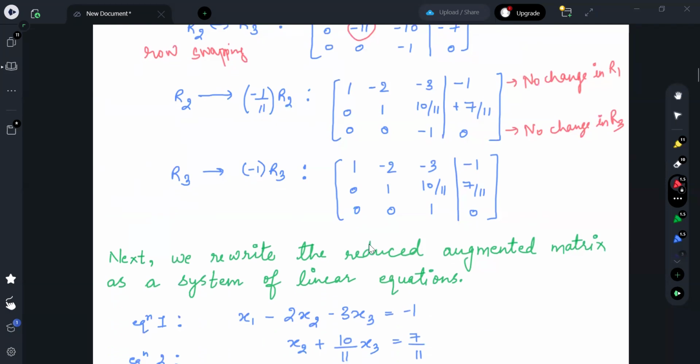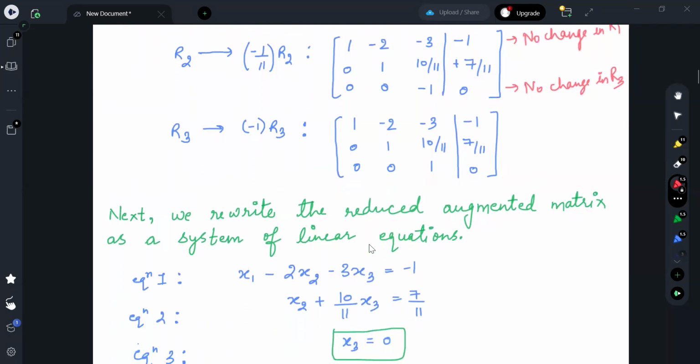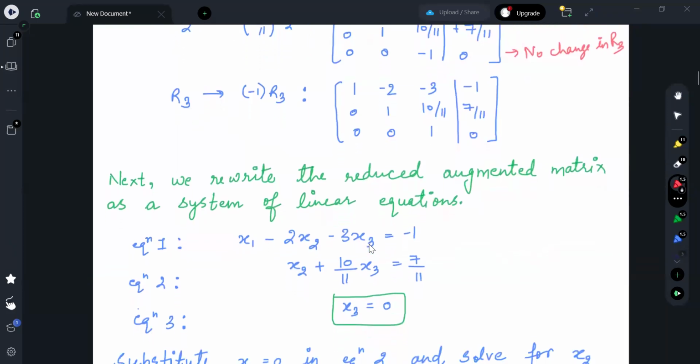Now, I still need to solve the system. So I'll rewrite the reduced augmented matrix into a system of linear equations. I begin with equation 1. This is x1 - 2x2 - 3x3 = -1. The second row gives me the second equation, x2 + 10/11 x3 = 7/11. The third row of our reduced augmented matrix gives me the third equation, which is x3 = 0. And now you see, solving for values of x1, x2, x3 becomes easier.